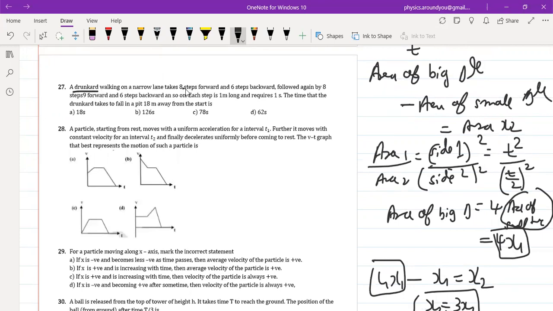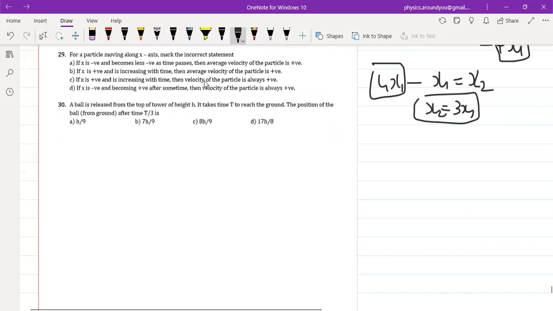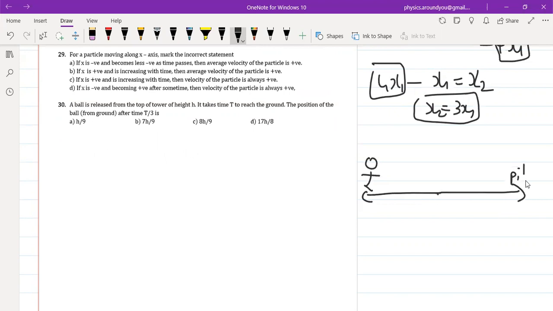Now coming to the famous drunkard question. He takes 8 steps forward, 6 steps backward. Each step is 1 meter long and requires 1 second. And the pit is 18 meters away from the start. So I will sketch a drunkard. Not the best representation, but yeah, here is the pit. The distance is 18 meters. He's traveling 8 forward and 6 backward.